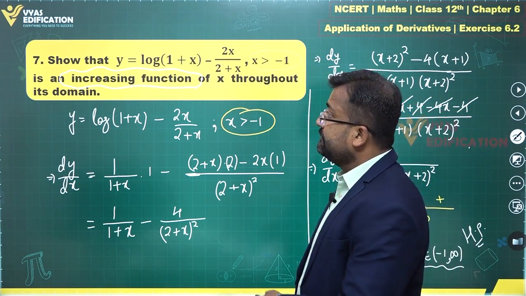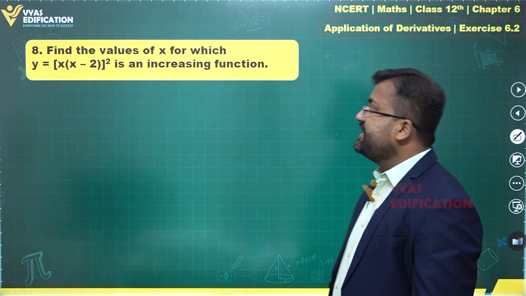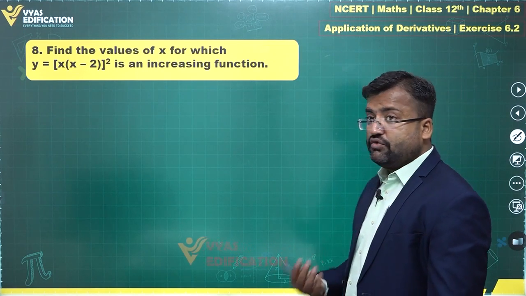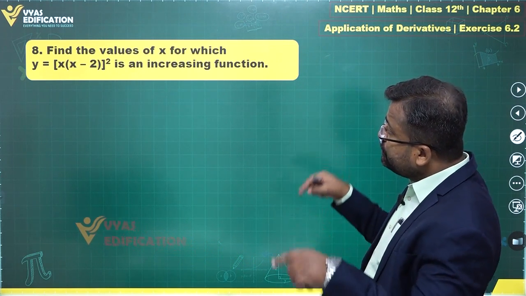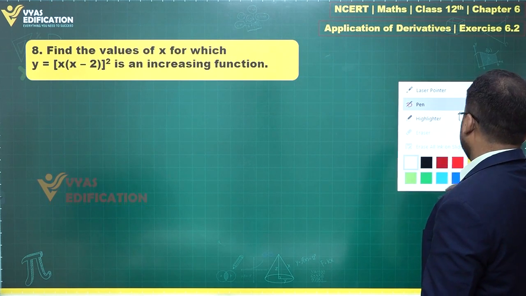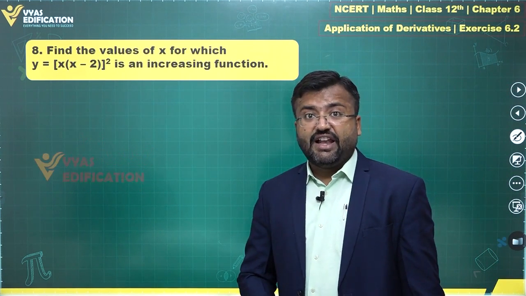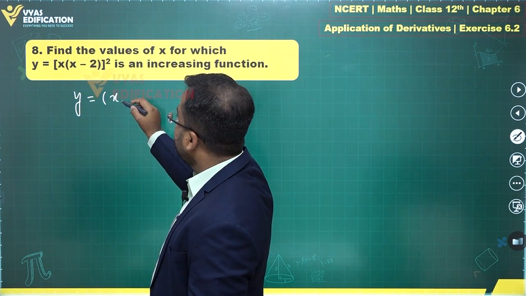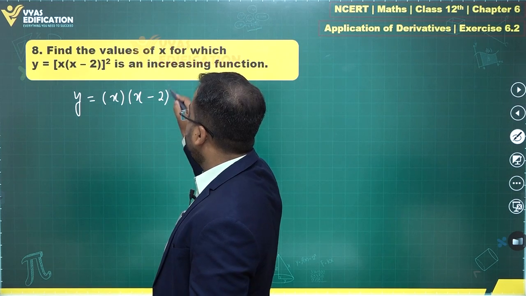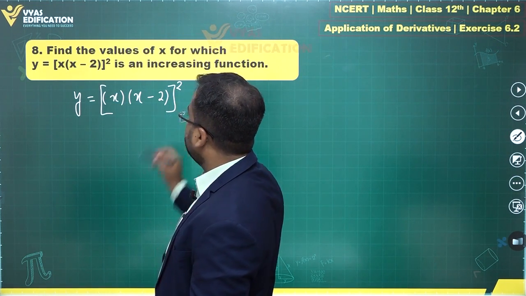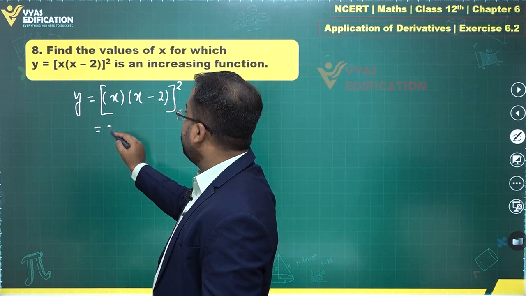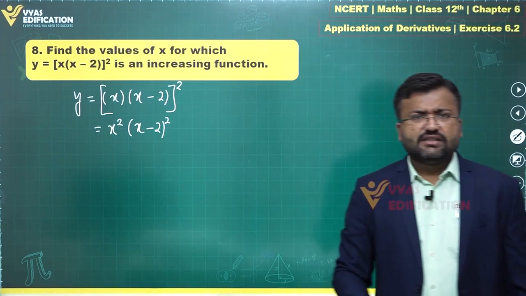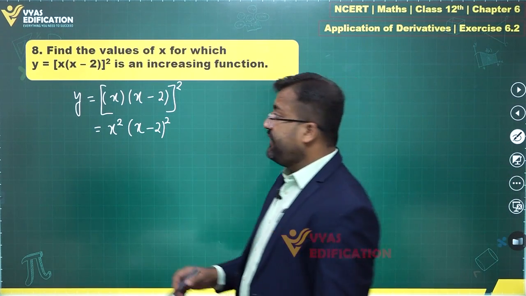The next question, question number 8, says: find the values of x for which y equals x times (x minus 2) whole square is an increasing function. So we are supposed to find the values of x. Let's begin with this. y equals x times (x minus 2), and there's this complete whole square over here. Can I write it as x square times (x minus 2) whole square? Is that okay? Yes.